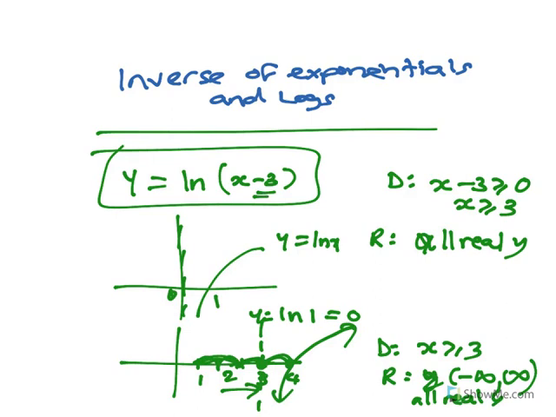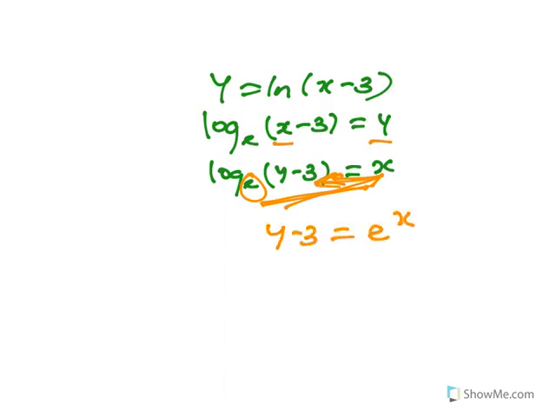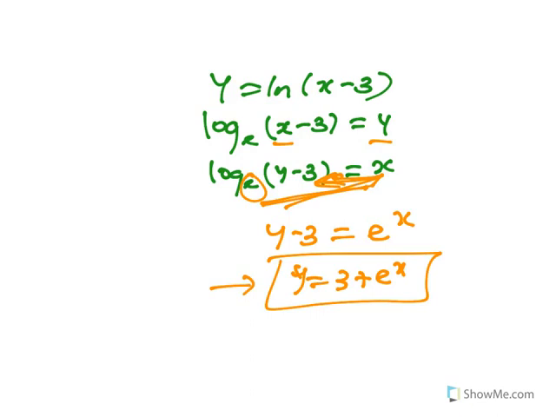Okay, so the inverse of this exponential, so we have y equals ln(x - 3). That's base e of x - 3 equals y. So first of all, swap the x's and the y's. We go log e of (y - 3) equals x. And then to get it out of log form, it's e, that's the base, to the power of x. This is like the 7th rule, equals y - 3. So y - 3 is e to the x, and y is 3 plus e to the x. That would be your inverse function.